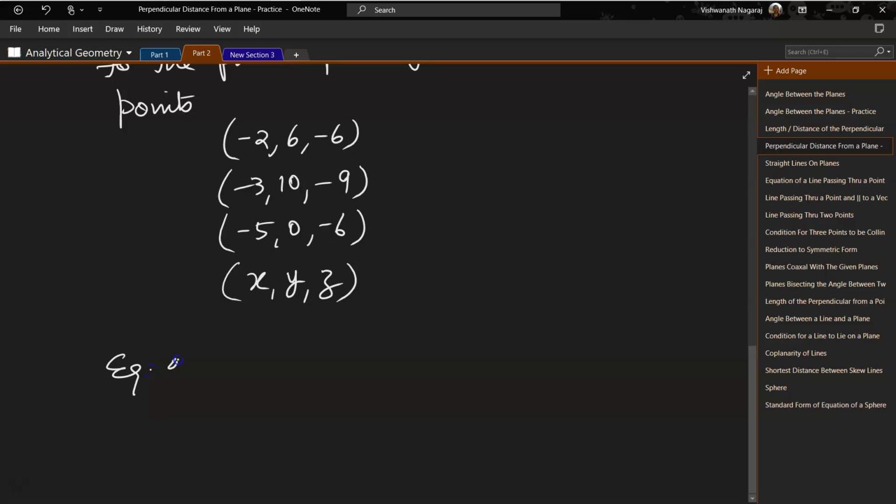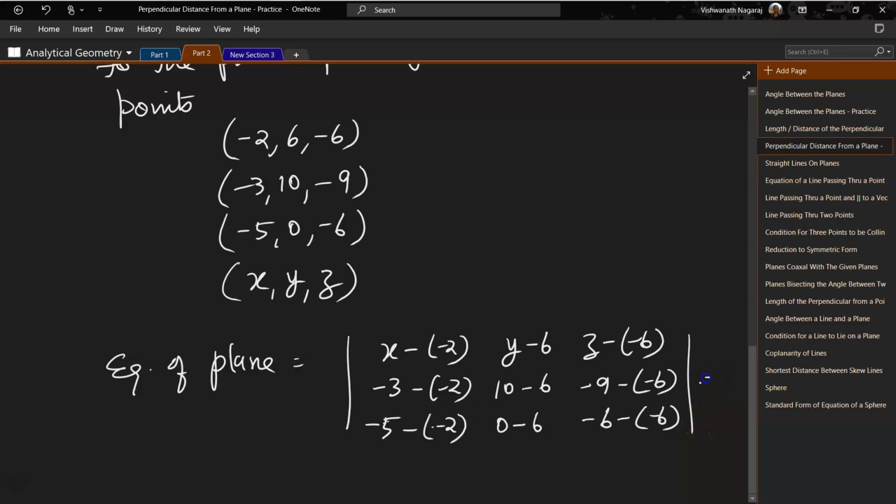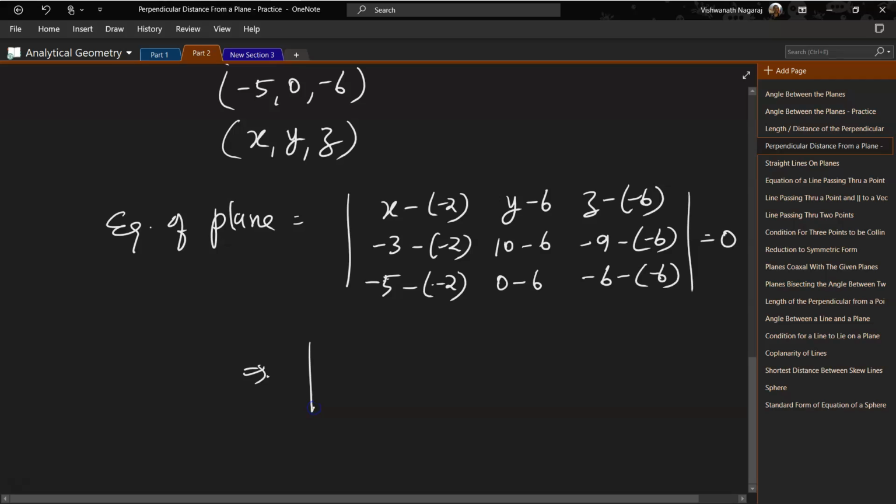We know the equation of such a plane is equal to the determinant of x minus 2, y minus 6, z minus 6, then minus 3 minus 2, 10 minus 6, minus 9 minus 6, and finally minus 5 minus 2, 0 minus 6, and minus 6 minus 6 equal to 0. Okay, now let's simplify it as one step.